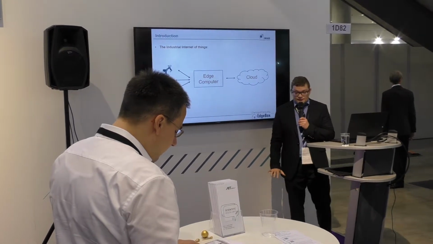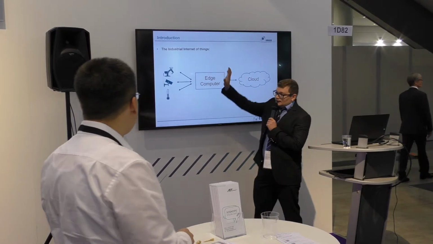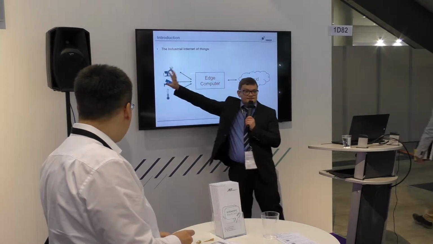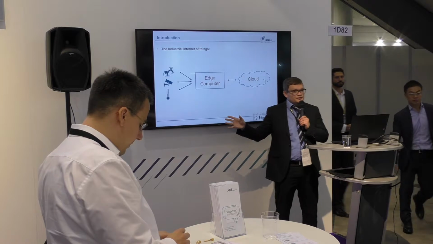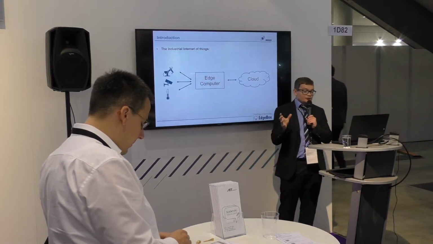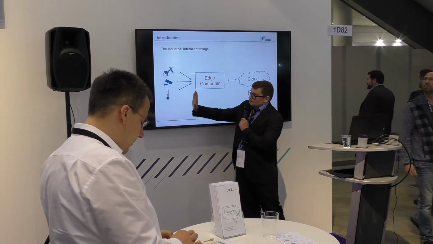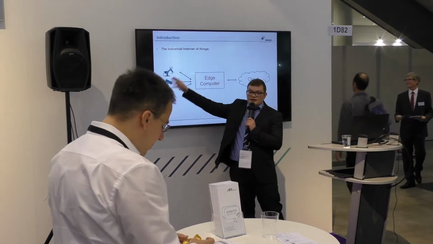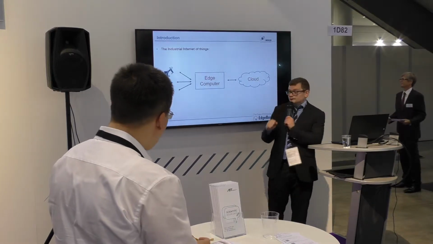Let me first explain what the edge computer is. Normally, in the industrial Internet of Things, we are talking about three main parts: the connected devices, the edge computer, the main topic of today, and the cloud. The edge computer is sort of a gateway which stands in between the connected devices. It might be sensors, actuators, cameras, especially interesting for vision sensors, and so on.